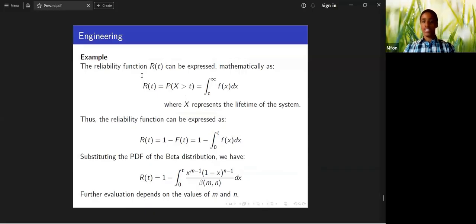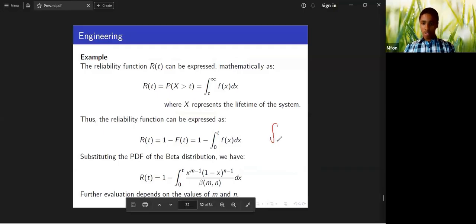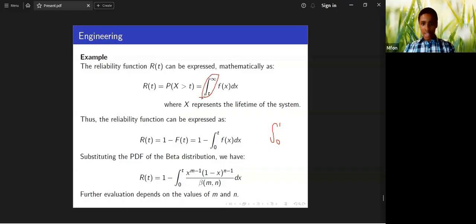But on solving it, we know that the limits for the beta function tend from 0 to 1. But here the limits tend from t to infinity. So when using the beta distribution to solve this, we'll have to rely on the CDF of the distribution. So instead of the reliability function being expressed in the following rules, it's going to be 1 minus F of t. The F of t is this R of t here, but in the opposite direction. So that is 1 minus the definite integral from 0 to t of f of x dx.